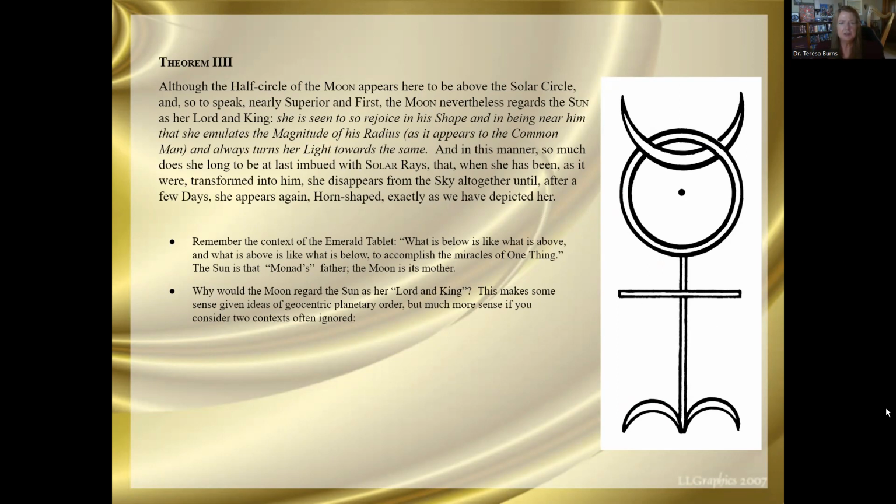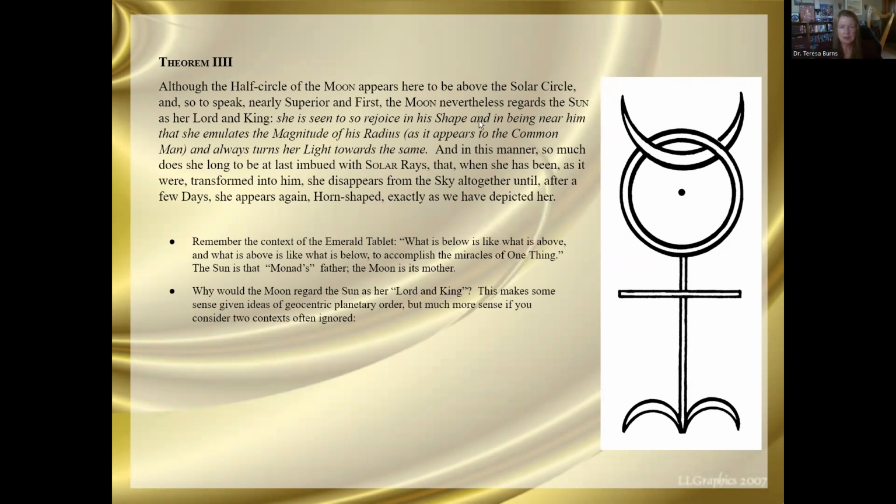And since I already clicked on these, you can see that I'm reminding you of the context of the Emerald Tablet. There's no original left, but pick your favorite translation. You have the as above, so below. What is above is like what is below, to accomplish the miracles of the one thing. And the sun is that one thing, that monad's father, and the moon is its mother. Okay, this is hermetic sacred geometry. D calls this monad glyph, which is his symbol of everything, his hermetic seal, a magical seal.